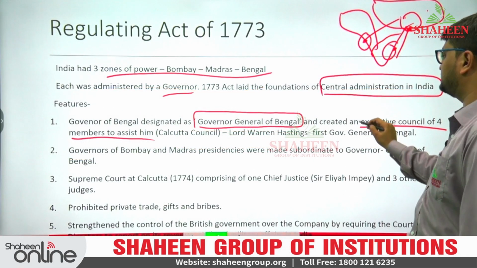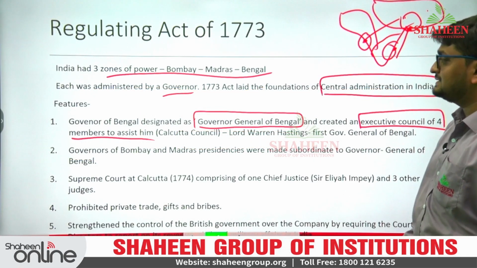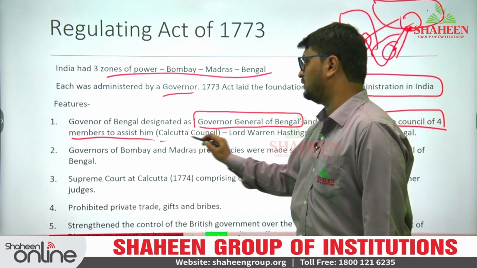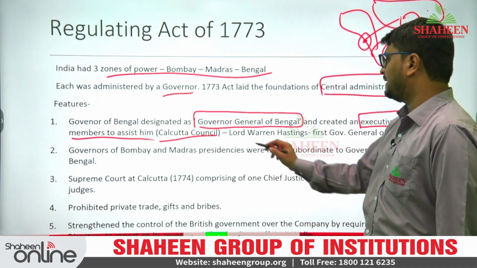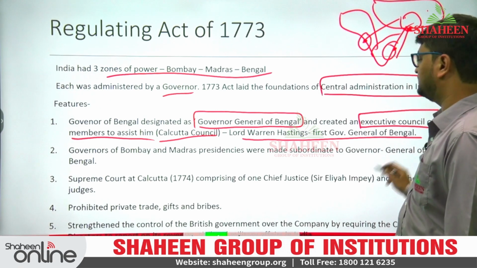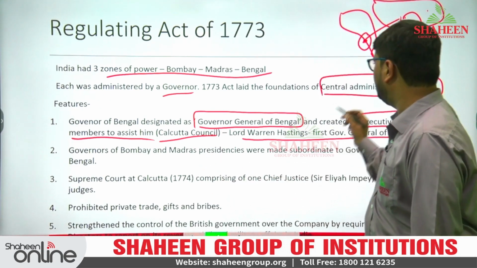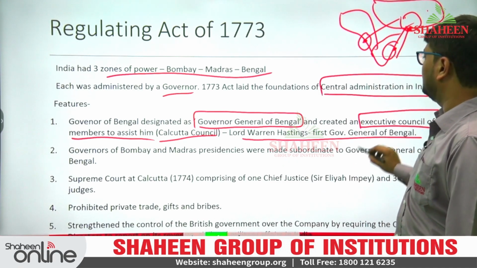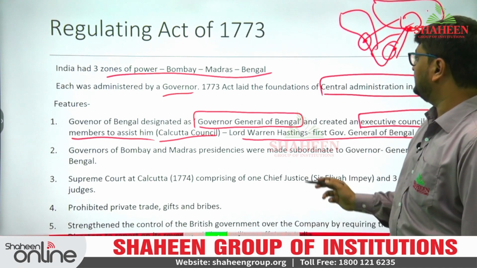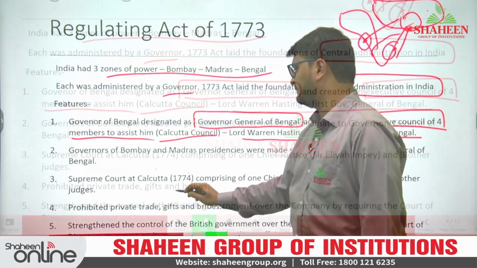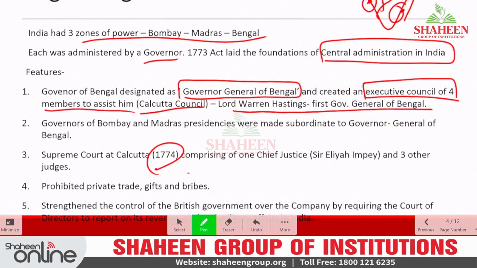Remember, it is not a legislative council, it is an executive council to assist him, and that is called the Calcutta Council. Lord Warren Hastings was the first Governor General of India. The governors of Bombay and Madras presidencies were made subordinate to the Governor General of Bengal, and a Supreme Court at Calcutta in 1774, comprising the Chief Justice Sir Elijah Impey and 3 other judges, was also formed.